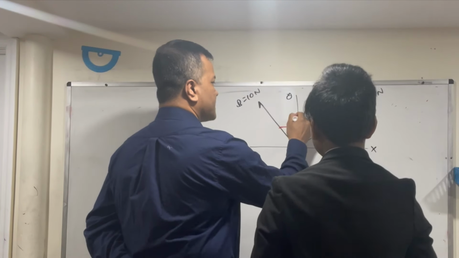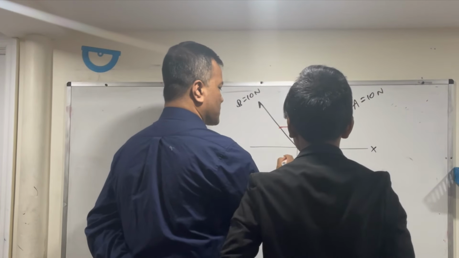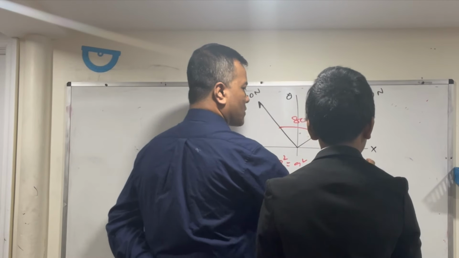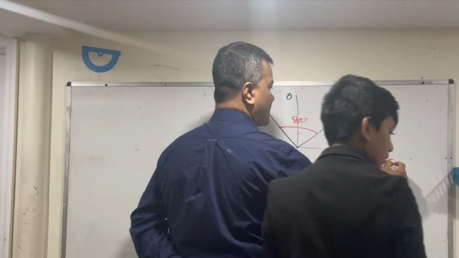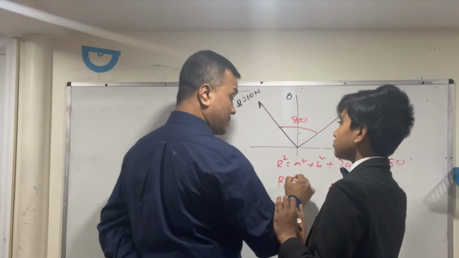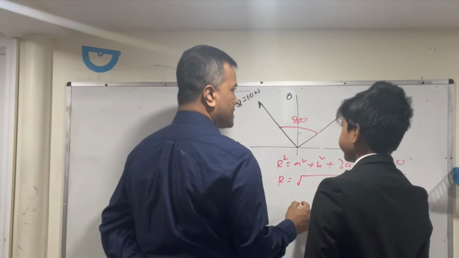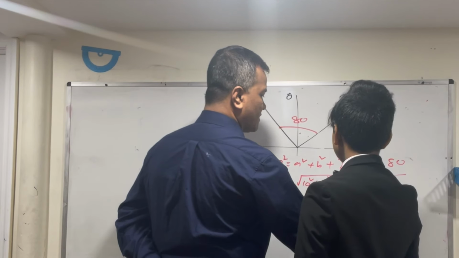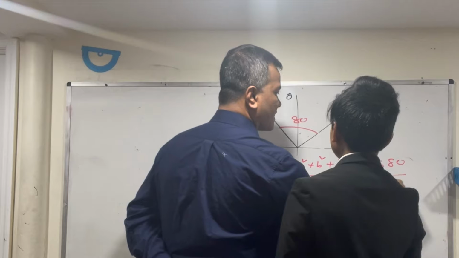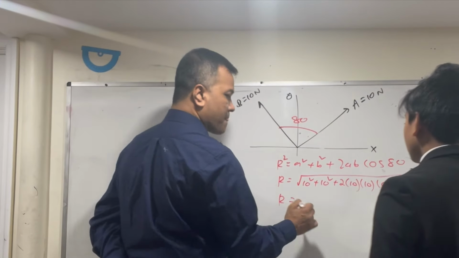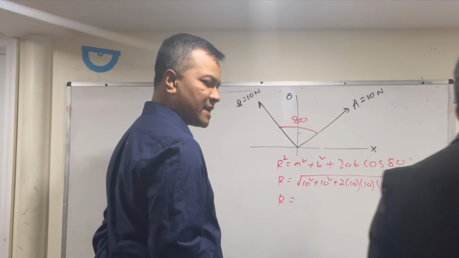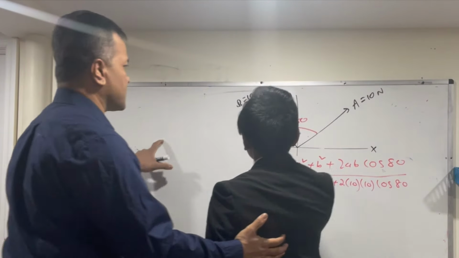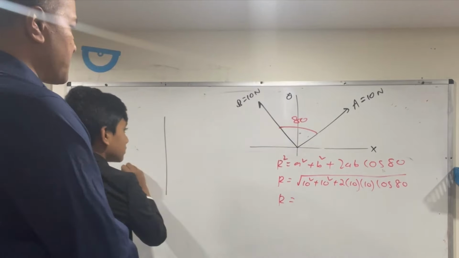If it is 80 degrees, then R squared is equal to A squared plus B squared plus 2AB cosine 80. So R is the square root of 10 squared plus 10 squared plus 2 times 10 times 10 cosine 80. Both of you type it in the calculator. And Isaac, you can show the other way of doing this one.